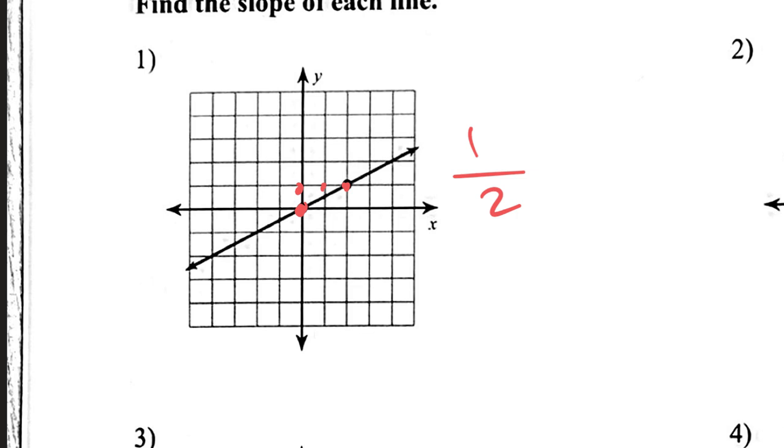And you might go, well, what if I went the other way? What if you went down 1, left 2? A negative divided by a negative, it's still 1/2. Guys, it doesn't matter. Okay? You start with whichever point you want to start with. Okay? We're going to come out with the same result. Okay? 1/2 is fully reduced. That's it.